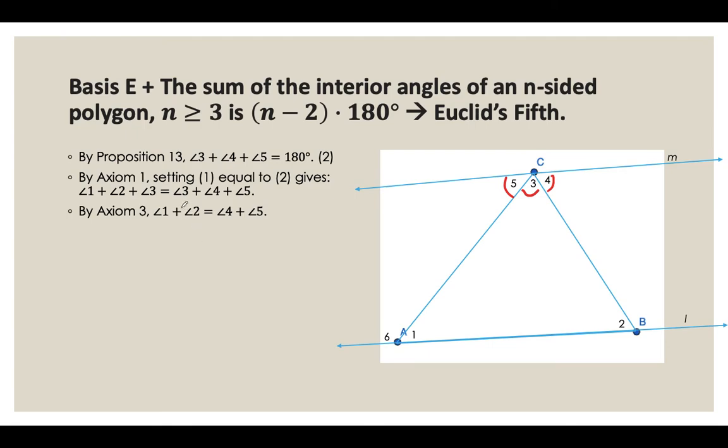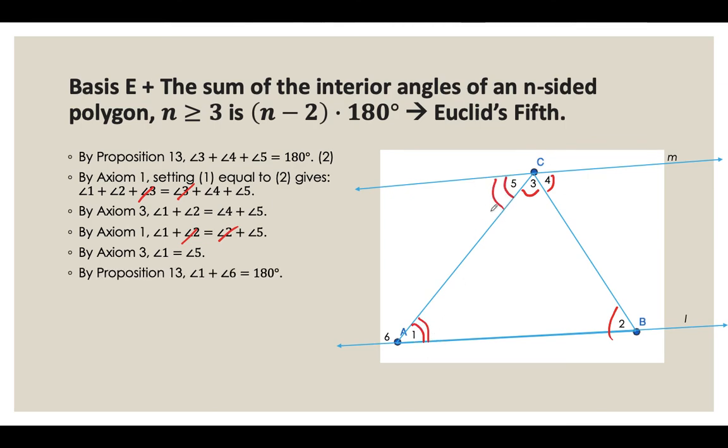Then by axiom 3, we can subtract angle 3 from each side of our equation to get that angle 1 plus angle 2 is equal to angle 4 plus angle 5. From a previous notion, we already knew that angle 2 and angle 4 were congruent by construction. Therefore, we can replace angle 4 with angle 2 by axiom 1. Then by axiom 3, once again, we can subtract angle 2 from each side to get that angle 1 is congruent to angle 5.